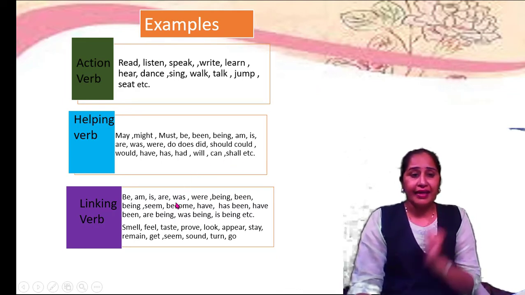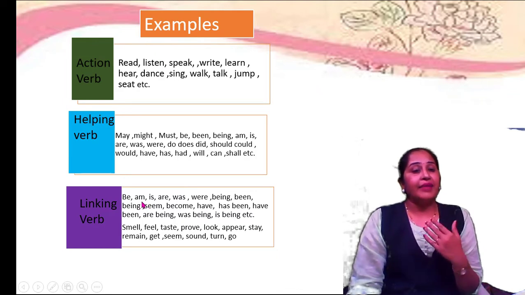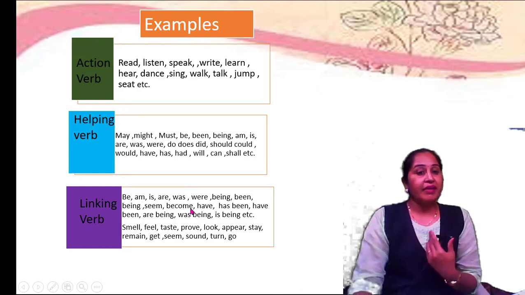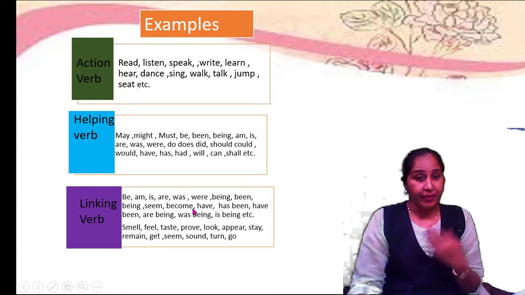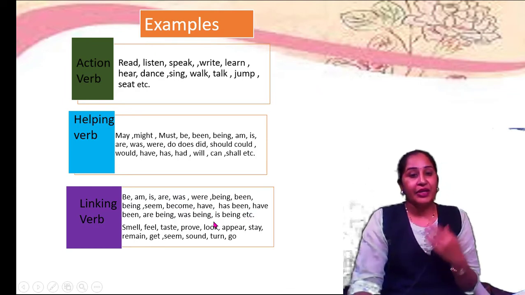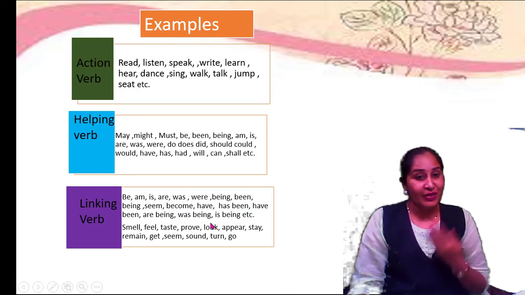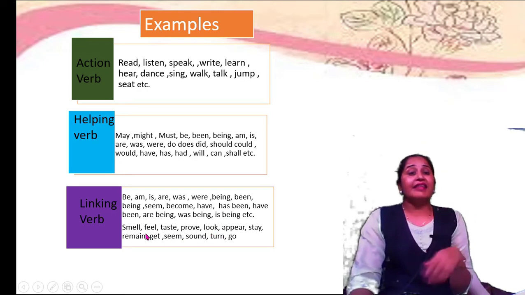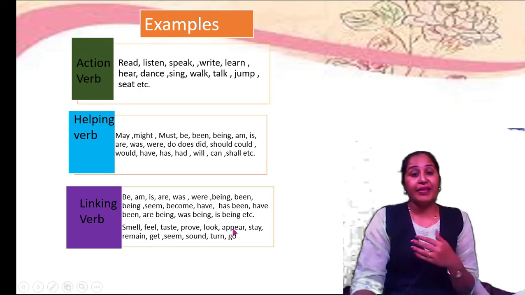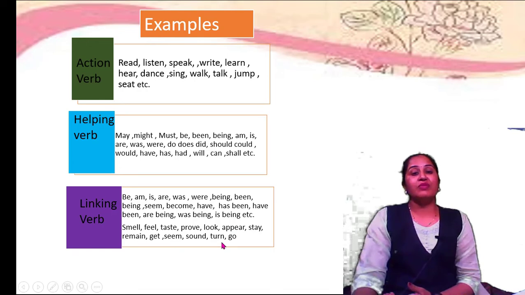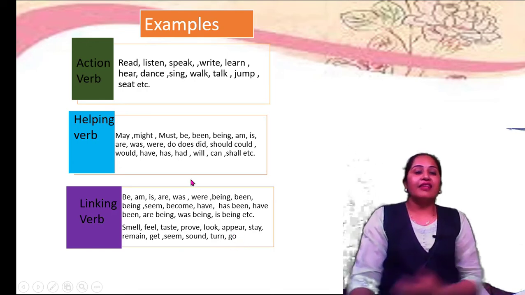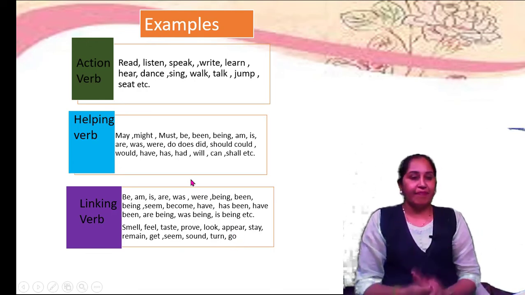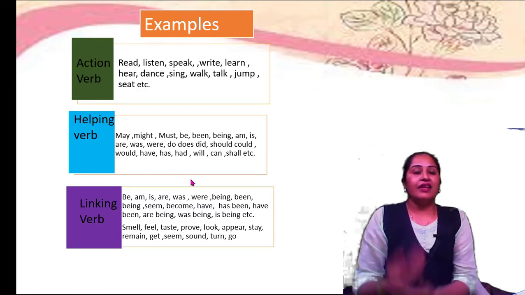These are the helping verbs. Linking verbs: in the linking verbs, we see be, am, is, are, was, were, being, been, seem, become, has been, have been, are being, was being, is being, etc. And smell, feel, taste, look, appear, stay, remain, get, sound, turn, go, etc. These are the examples of action verb, helping verb and linking verb. We'll see the main part.